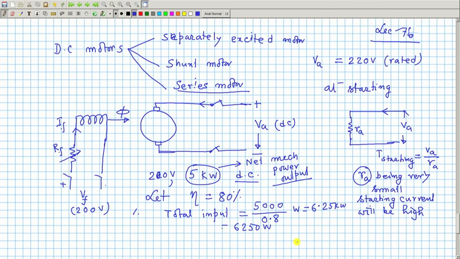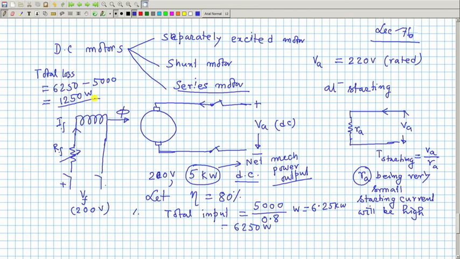Assuming it is a well designed machine, I have not yet tested the machine, I assumed the total input will be of this order. So, the total loss will be 6250 minus 5000. How much? 1250 watt. Now, let us have some idea. This is the total loss.